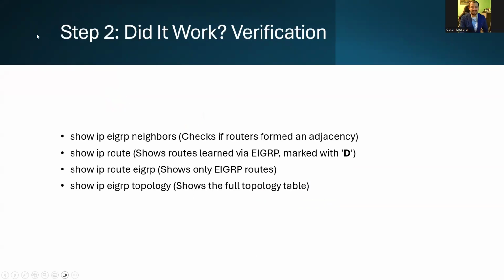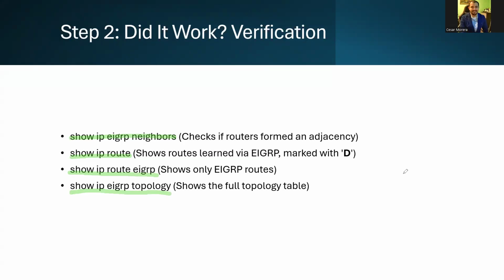The next thing is commands. So let me go ahead and highlight for you so you can have an understanding about a couple of important commands. We can be working with show IP EIGRP neighbors, show IP route, show IP route EIGRP, show IP EIGRP topology. So in the first one, show IP EIGRP neighbors, this checks if routers form an adjacency. The second one, show routes learned via EIGRP, marked with a D as in Delta or a David.